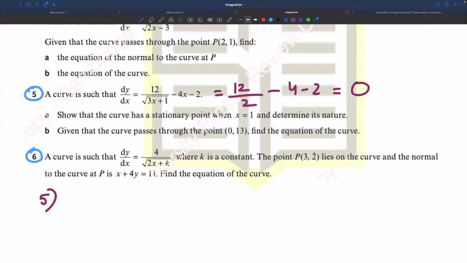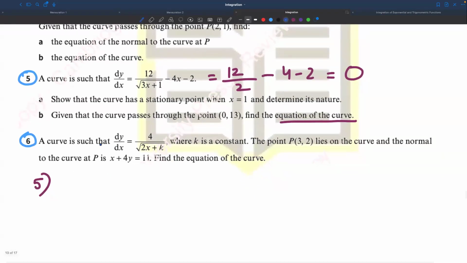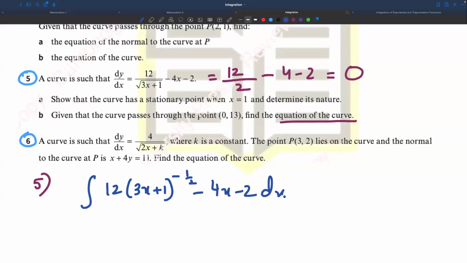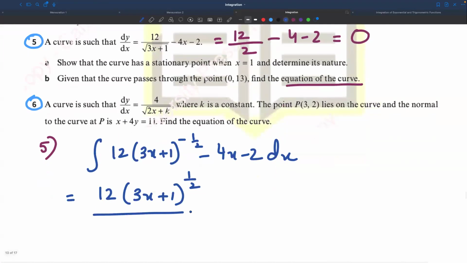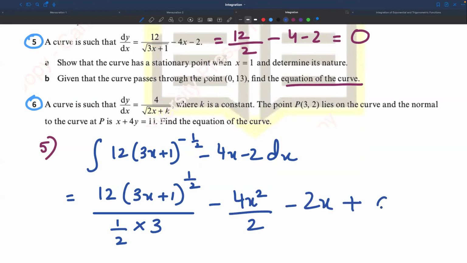In part B it says given that the curve passes through, find the equation of the curve. Now we have the dy dx given. To find the equation we will integrate this, right? We have already done this. To integrate, we'll bring the 3x plus 1 in the numerator, minus 4x minus 2 and dx. And now when I integrated, the first thing I explained today was we'll increase the power by 1. We will divide it by the new power, which is half, and also multiply in the denominator by the derivative of 3x plus 1, which is 3. This will become 4x square upon 2, and this will become 2x plus c.